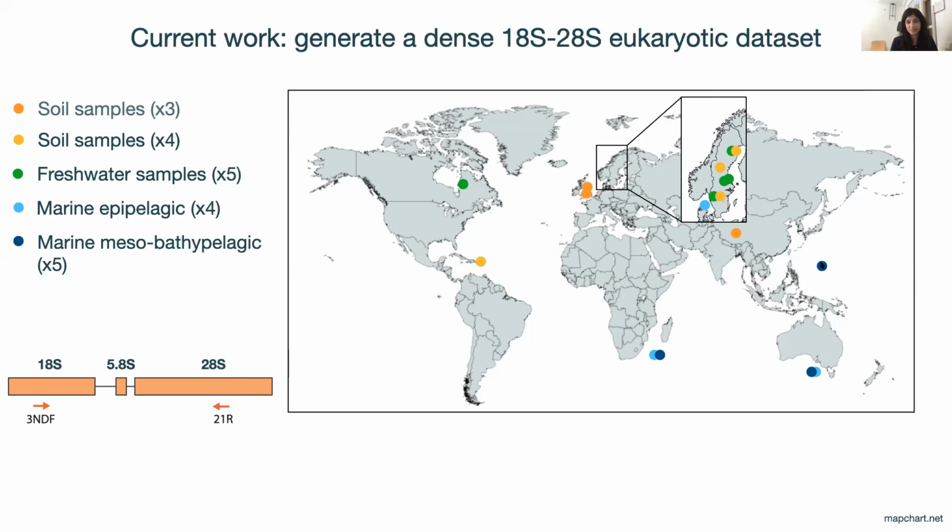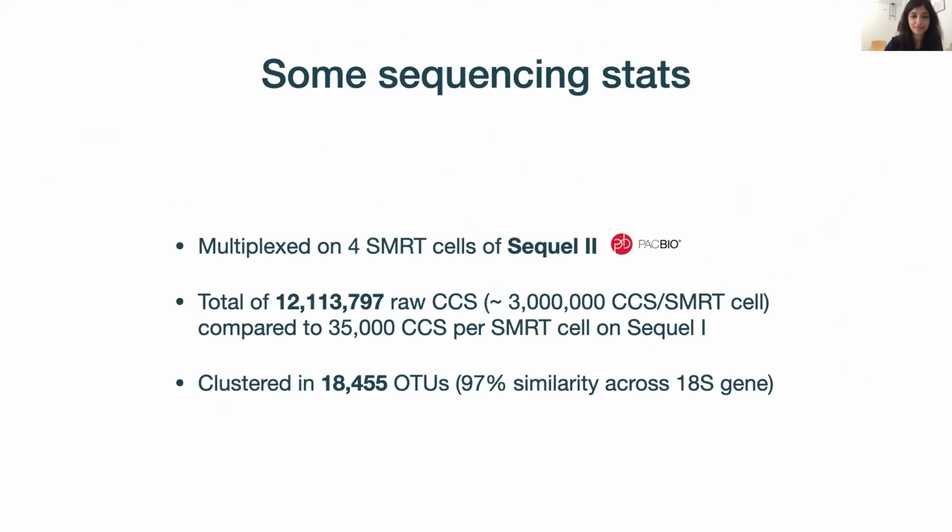And then for all of these samples, we did the same thing as before, and we amplified the ribosomal DNA operon. And this time we sequenced the amplicons on the new PacBio Sequel 2 on 4 smart cells. And we obtained a staggering 12 million raw CCS reads. So this is like 100 times more high throughput than the previous Sequel 1. These 12 million CCS were then filtered and clustered into more than 18,000 OTUs.